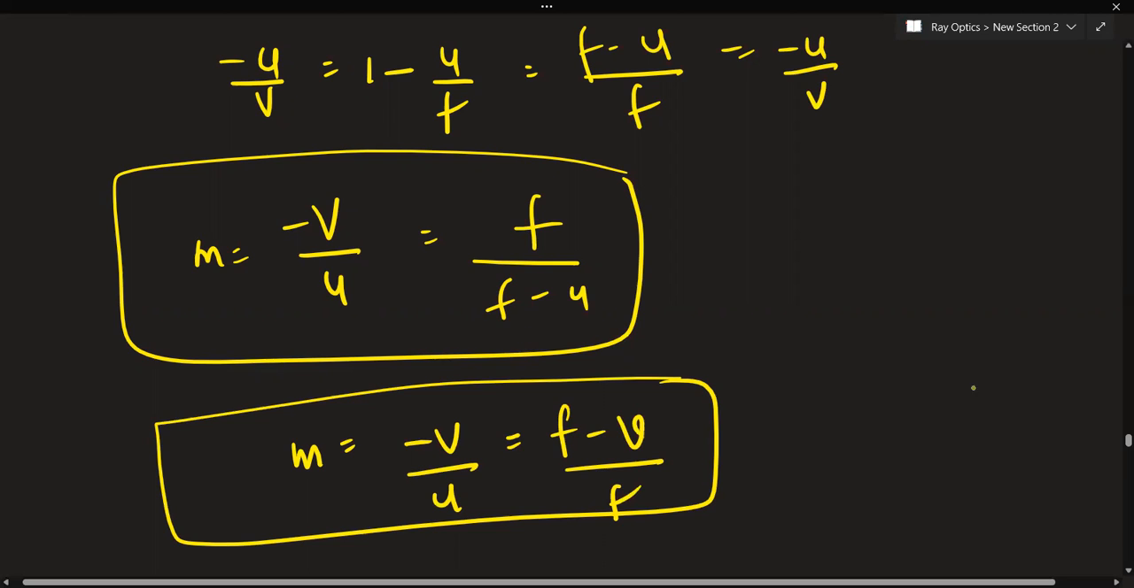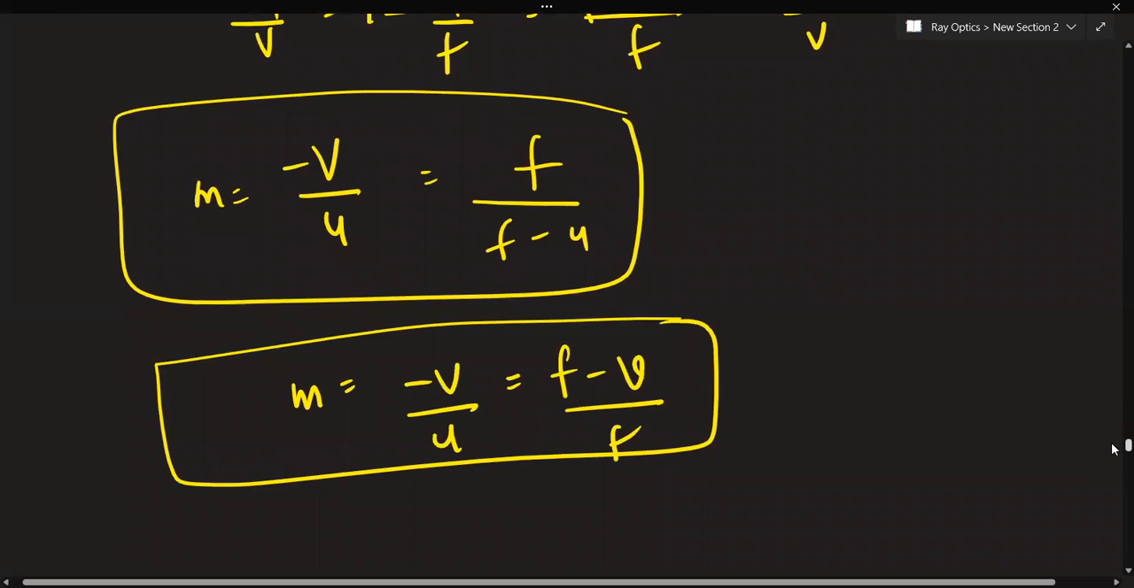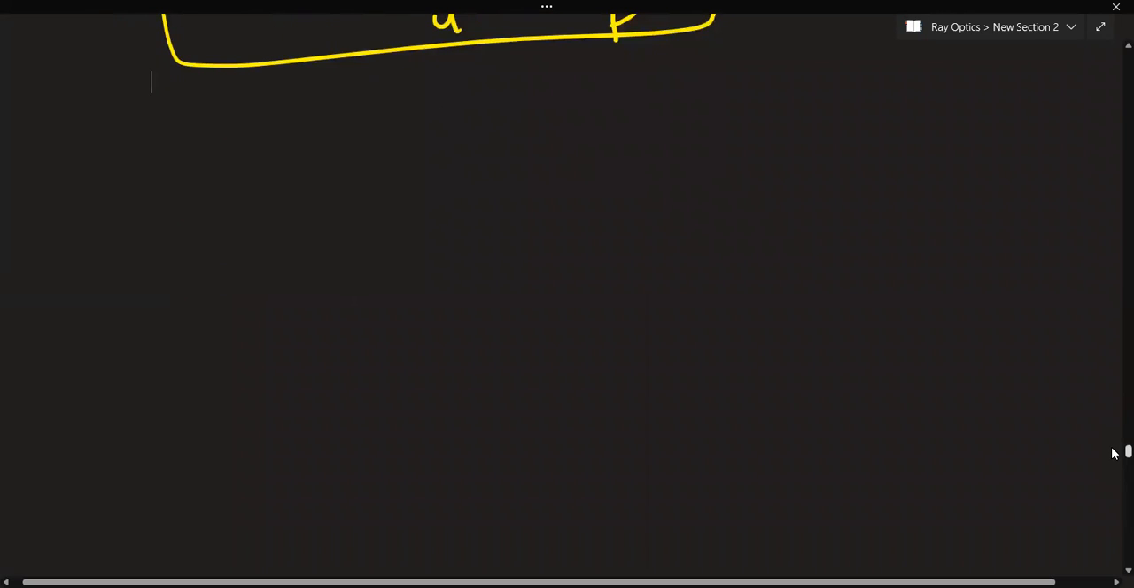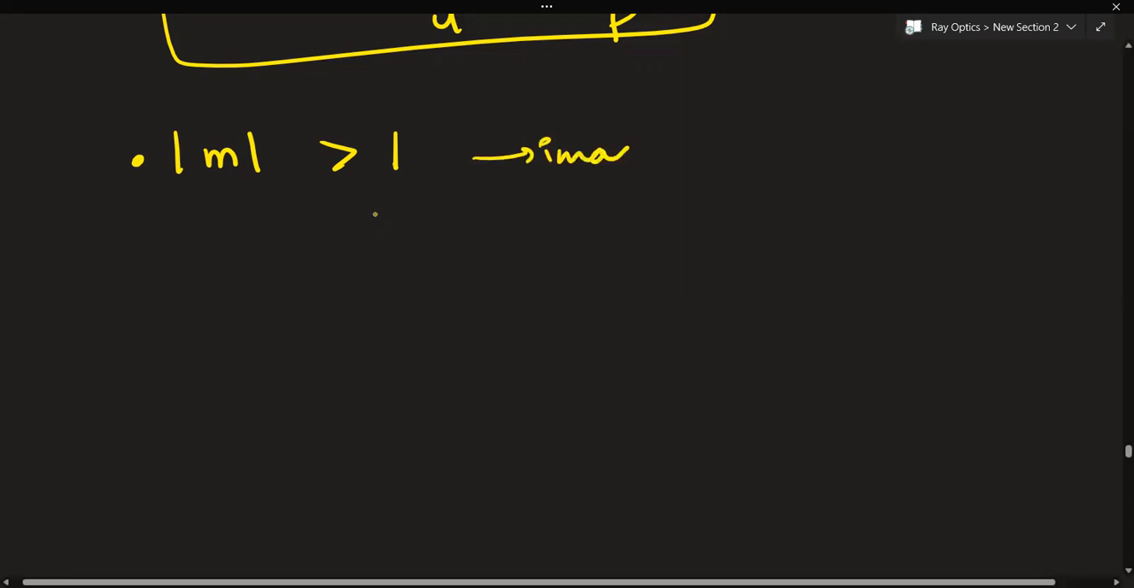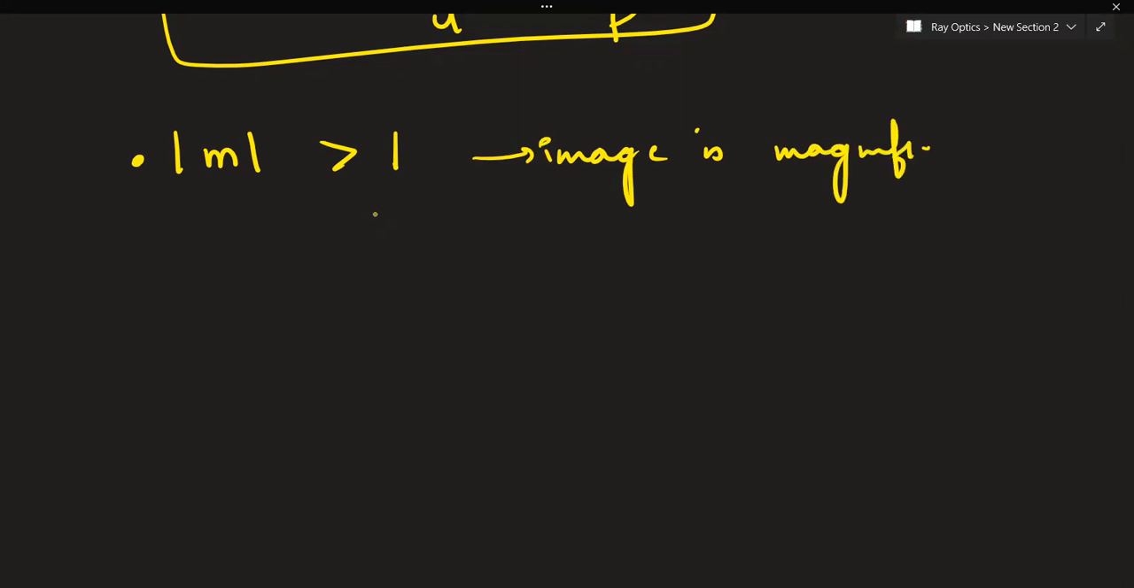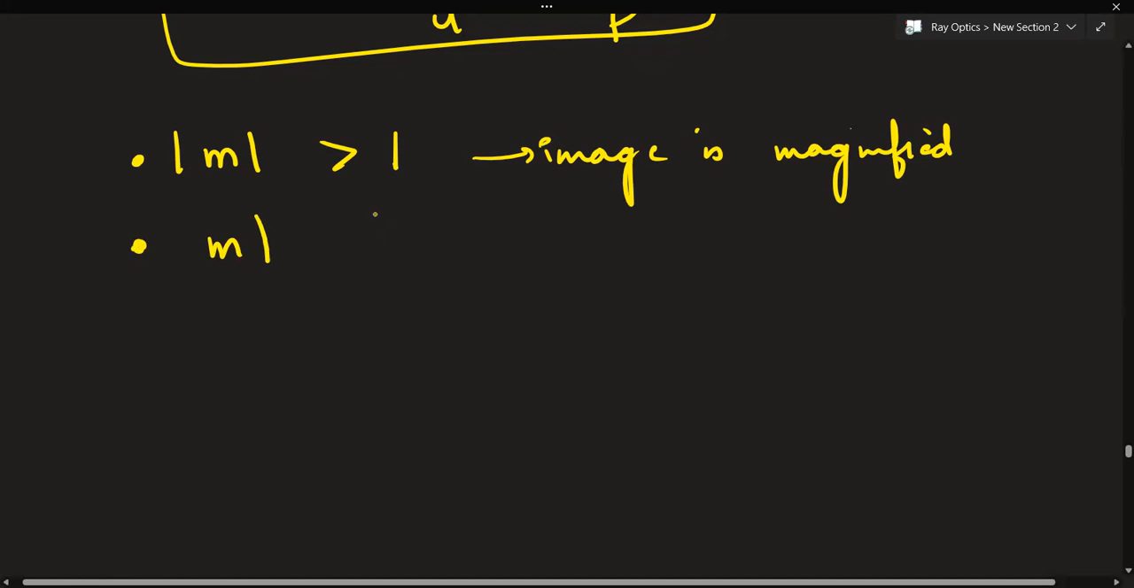Now, one important conclusion that you have to remember. This is not much important, this is basic logic you can apply. What you have to remember is, if the magnitude of magnification is more than 1, for example it is minus 6, what is the magnitude? 6. So that is the magnification. The image is magnified.